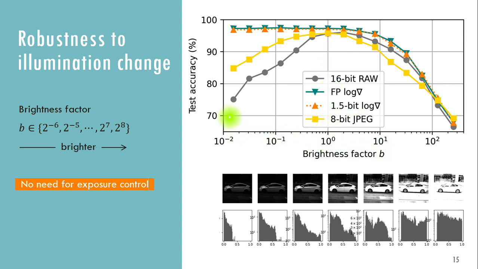If the images get darker, log gradients didn't lose any performance. So it's like here the horizontal line for the accuracy. However, for the other 2, both the JPEG and the RAW, it drops significantly. And in the opposite direction, if the images get brighter, our log gradients also drop, but at a slower rate.